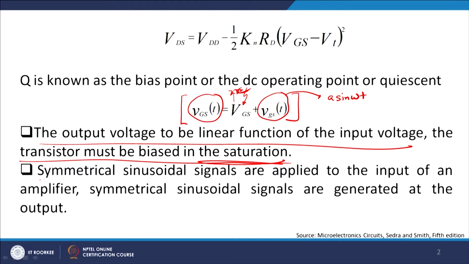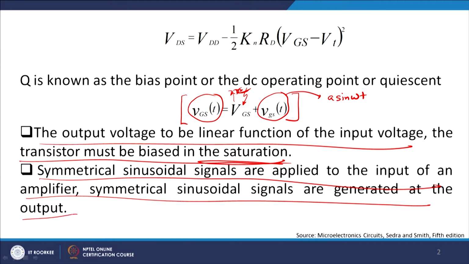Now, what you do is that you apply a symmetrical sinusoidal signal to the input of an amplifier, and you get a symmetrical sinusoidal output on the output side. So, you apply maybe a sine wave like this, and you automatically get on the output side an amplified sine wave something like this, 180 degree phase shifted, fine. So, this is one important point which you should take care of in all due respects as far as this device is concerned.